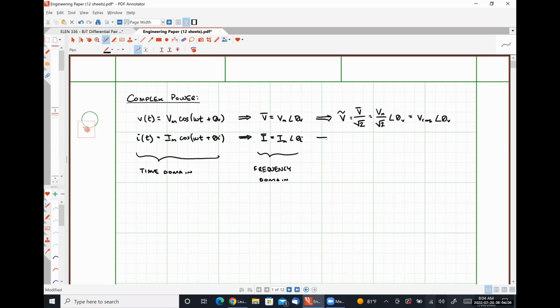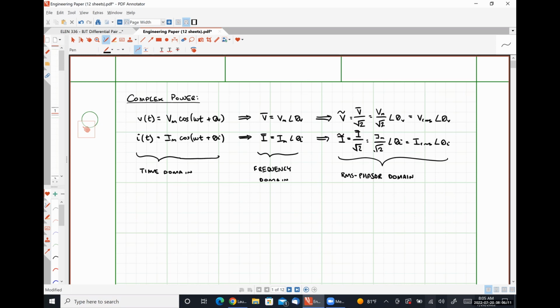And we can do the exact same thing for our current relationship. So our RMS phasor current I with a tilde over it is just our phasor current I divided by the square root of 2, which looks like Im over the square root of 2 angle theta I, or I RMS angle theta I. And we call this the RMS phasor domain.